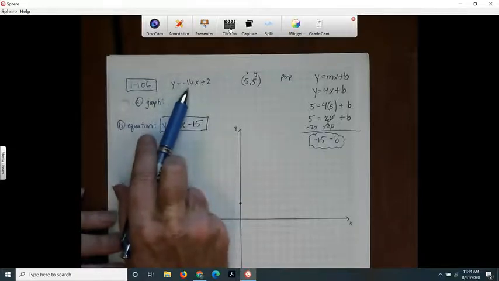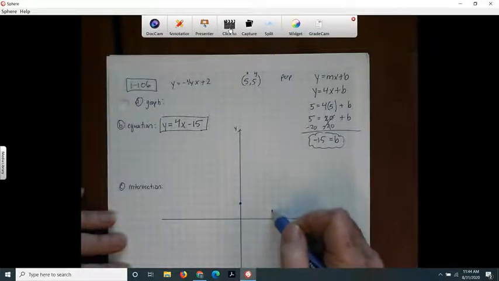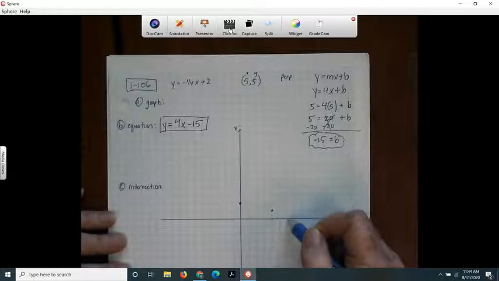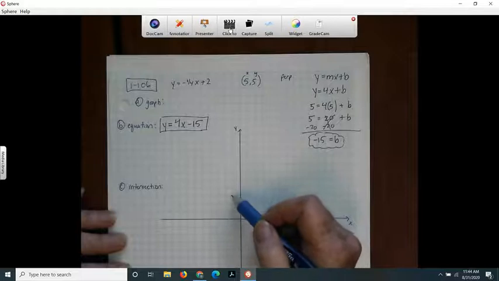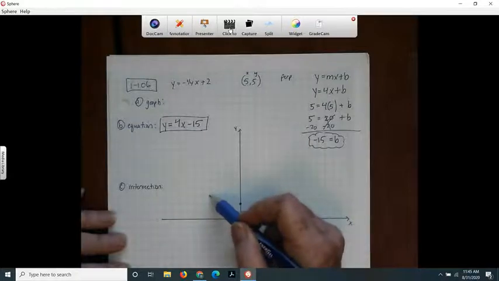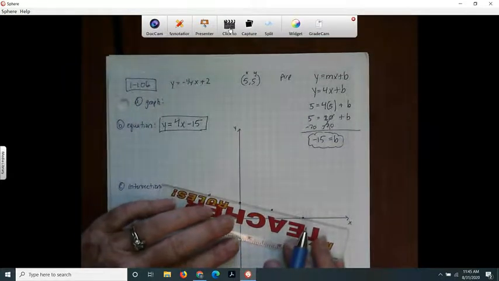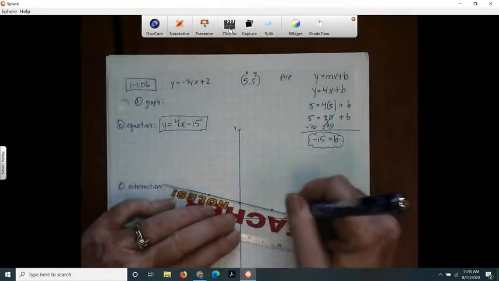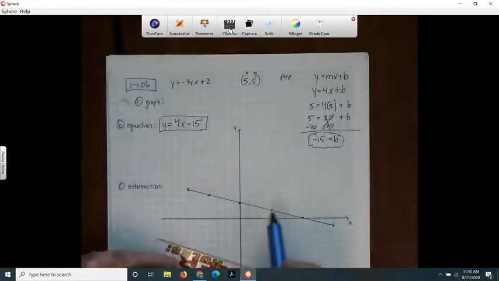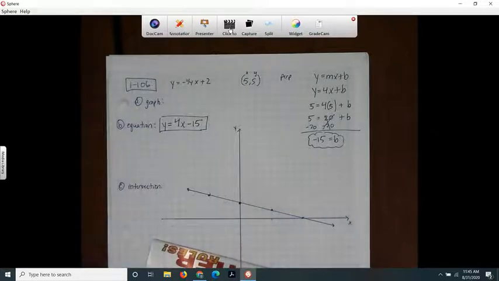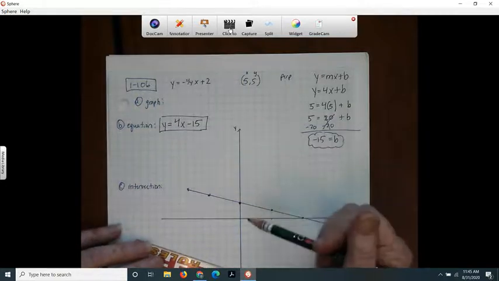Down 1 over, and if I want to go the other way, it would be up 1 over, right? Rise over run. So I'll try to make a decent attempt at making it. I mean, your graph should at least be able to see the intercepts. And then I'll do the other graph in pencil.